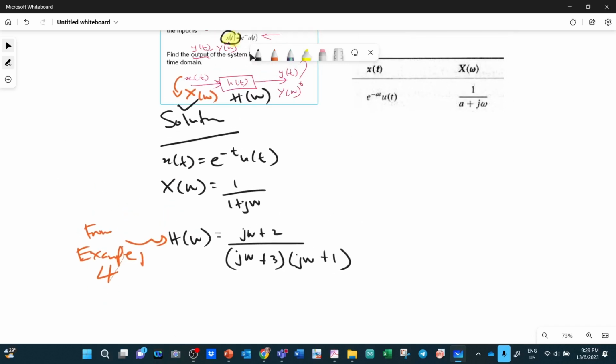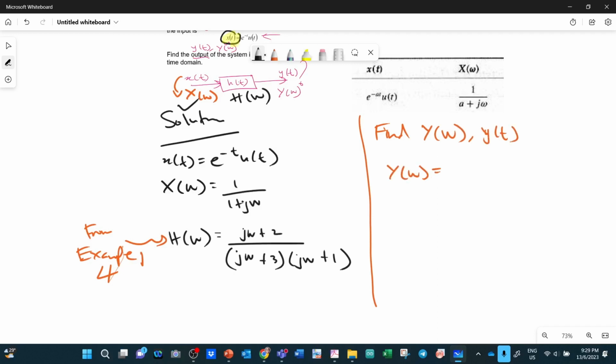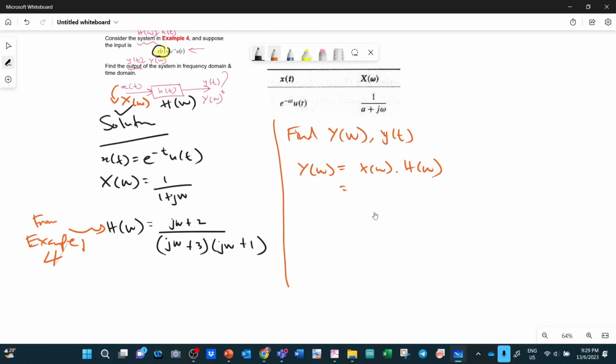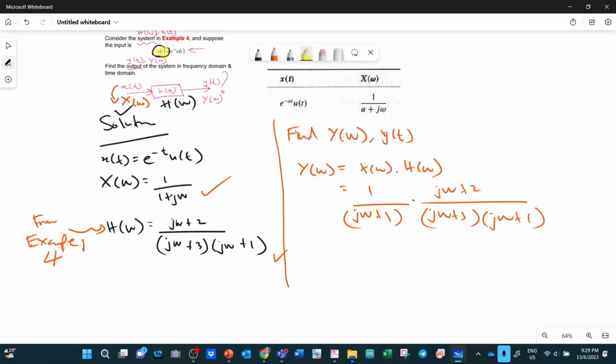So the question is to find y(t) and Y omega. Y omega equals what? X omega times H omega. So just substitute this value and this value. So you have 1 over j omega plus 1 times j omega plus 2 over j omega plus 3 times j omega plus 1. And you see that this one is actually the same.